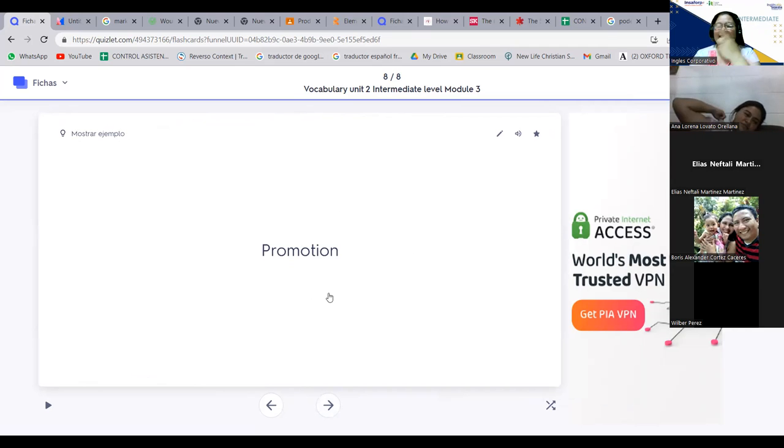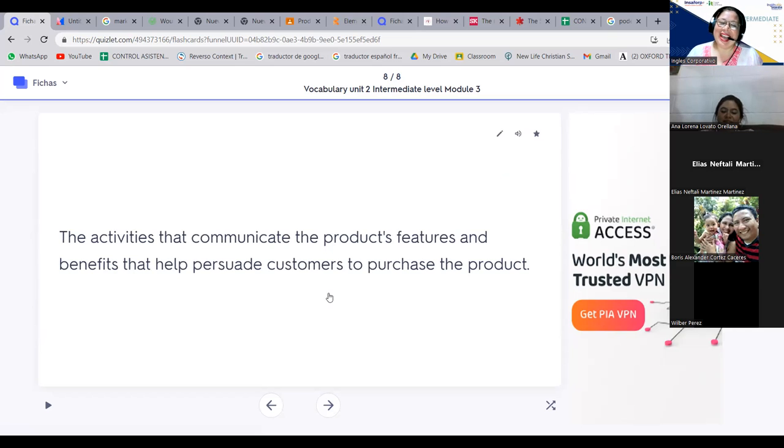What about promotion? Let's go back to promotion. The activities that communicate the product features and benefits. Very good. The activities that communicate the product's features and benefits that help persuade customers to purchase the product. Okay, then communication is the key here. Promotion, communication. Promotion to communicate. Okay, and it helps to persuade customers to purchase my product.